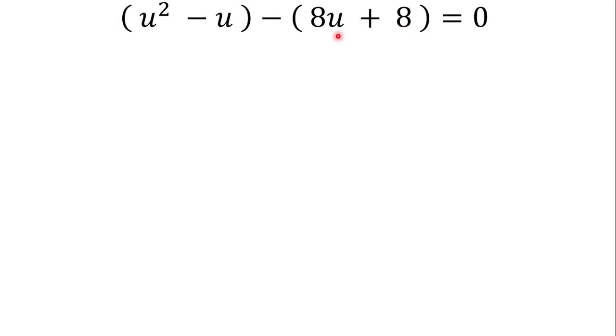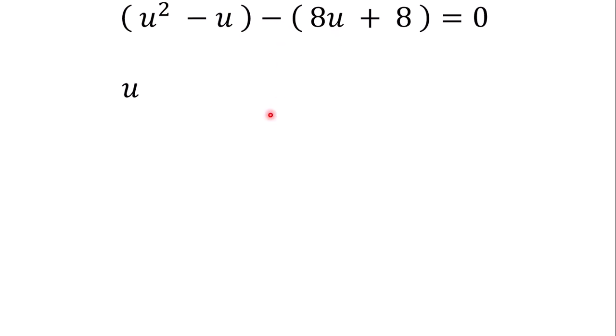Now, let's look at the 8. Here we are having 8, and also we are having 8 here, meaning 8 is common. When it comes to this one, 8 is common here, so we can bring 8 out. So when we bring 8 out, it will be left with u. And here when we bring 8 out, it will be left with 1. So here it will be left with u minus 1 because of this negative here.